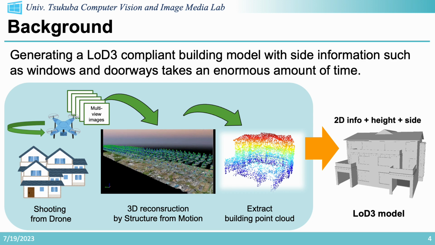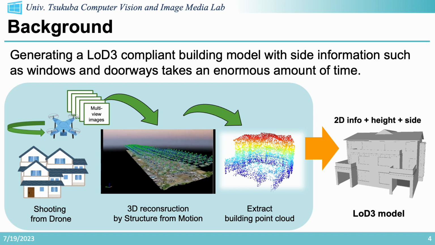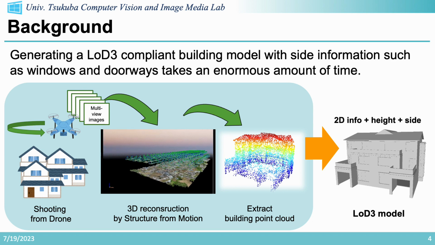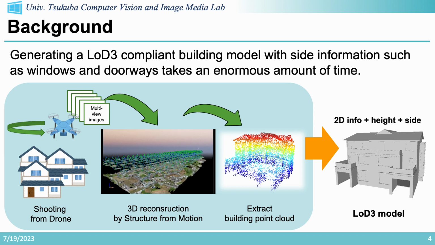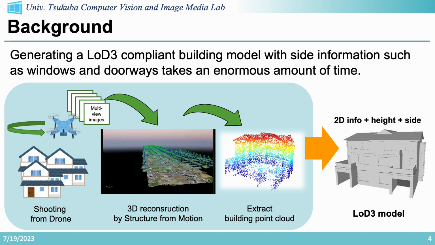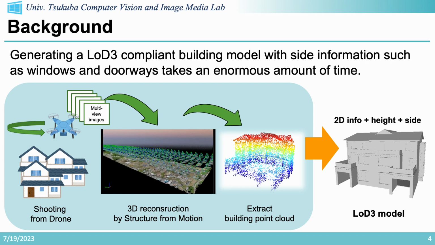Therefore, we consider that 3D point cloud with side information should be generated using only aerial multi-view images. With the development of drone technology, anyone can easily acquire aerial images, and by applying 3D photogrammetry, such as structure from motion, to these images, 3D information on the terrain can be reconstructed. This not only makes it less expensive than LiDAR-based measurements, but also enables us to measure a large area at once.